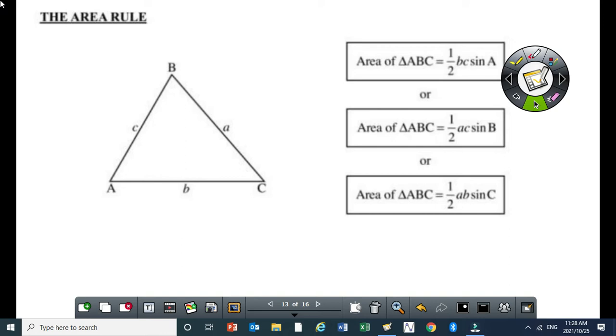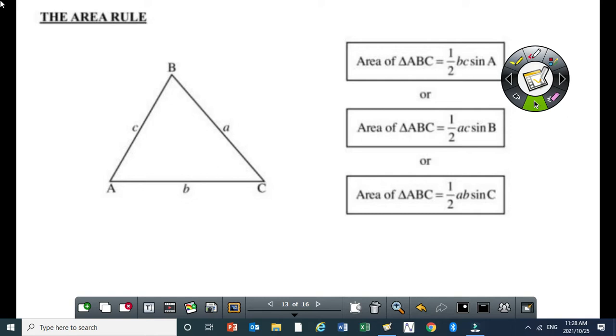The area rule: from primary school you were taught that the area of a triangle is half base times perpendicular height. That formula was generally used when you were given the base and the height. But there are some cases where you may not be able to determine the height of a triangle. In a case where the height of a triangle is unknown, it becomes a challenge.